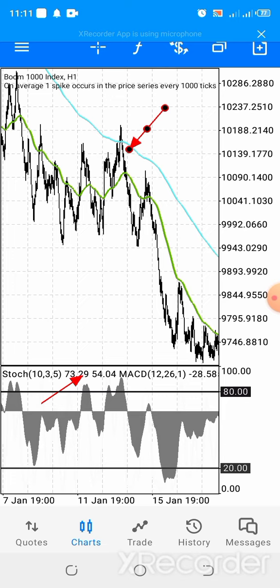Okay, so now this is it. Every time the price goes above the 80, you begin to look out. Hear me, I said begin to look out. I didn't say just jump in. You begin to look out now for price action.